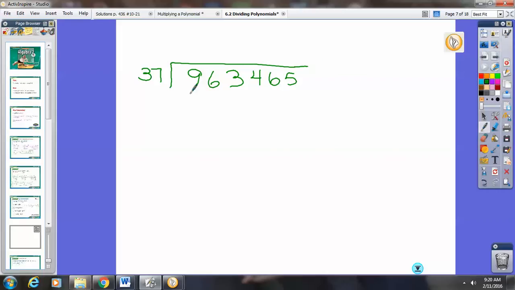Does 37 go into 9? No, 37 does not go into 9. Does 37 go into 96? Maybe not evenly, but how many times can it go into 96? If I take 37 times 2, it goes in there to 74. If I do 37 times 3, that's 111. So it'll go in there 2 times. I agree. So I'm using the number 96 here. Because it'll go in twice, I'm going to put 2 above the 6.